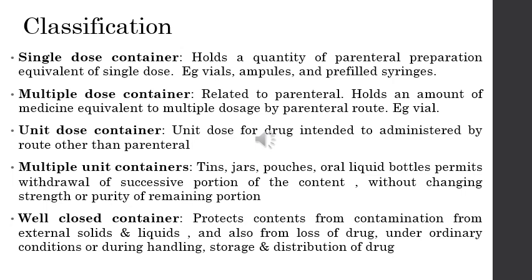Next is multiple unit containers. This will include tins, jars, pouches, and bottles, which will permit withdrawal of successive portions of the content without changing the strength and the purity of the remaining portion. I'll explain this with the example of a liquid. If you have a syrup, you take the required quantity of the dose one time, you close it, and it will keep the product as it is, in the given strength or purity.